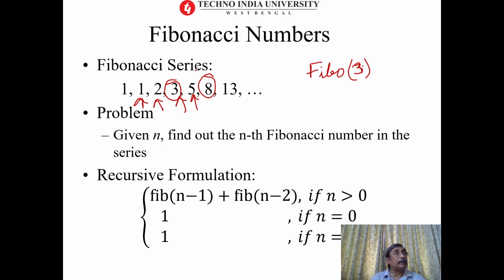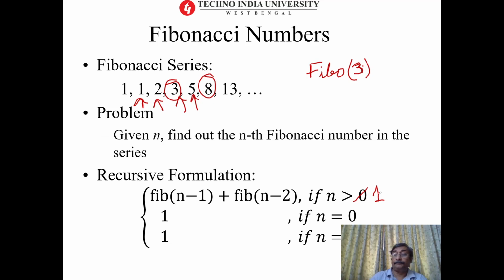So the recursive formulation is very simple. Fib n is equal to fib n minus 1 plus fib n minus 2 if n is greater than 1, and if n is equal to 0, then fib n is 1. If n is equal to 1, then fib n is equal to 1. So there is a small correction here. The generalized formula is true if n is greater than 1, and we assume that we start with the 0th number in the Fibonacci series.